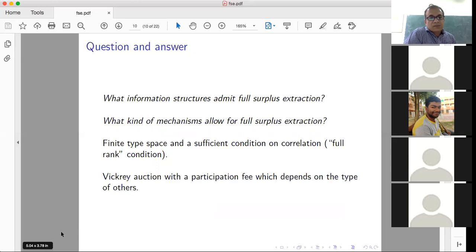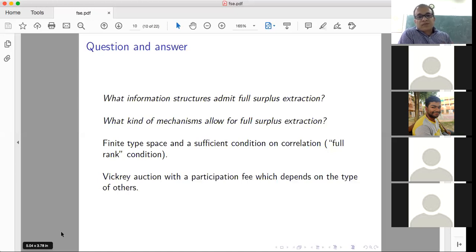Basically, the answers will be that at least in the finite type space model that we are looking at, there is a sufficient condition on the correlation, called the full rank condition, that this paper will provide. Under that, full surplus extraction will be possible. So we'll give you a sufficient condition on the extent of correlation of the prior such that full surplus extraction is possible.